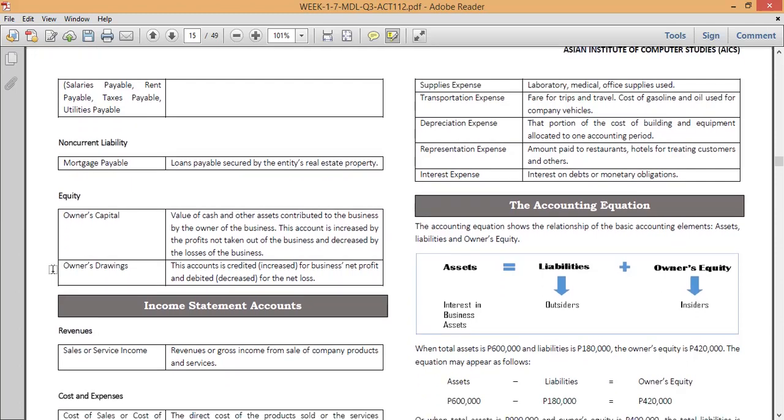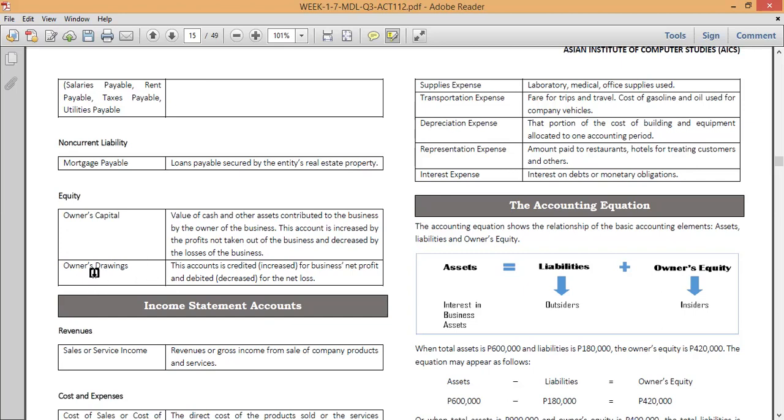So, equity, owner's capital, and owner's drawings. Yung owner's capital, ito yung pagbabalik nung capital mo na nilabas mo sa business mo. Then, yung owner's drawings naman, ito yung winidraw mo. Yung mga withdrawals mo pagdating sa business mo. Okay? So, ito mostly nililess dyan sa income mo. So, yun. This account is credited for an increase for business net profit and debited for a decrease for the net loss. Okay? So, yun po siya, yung owner's drawings.